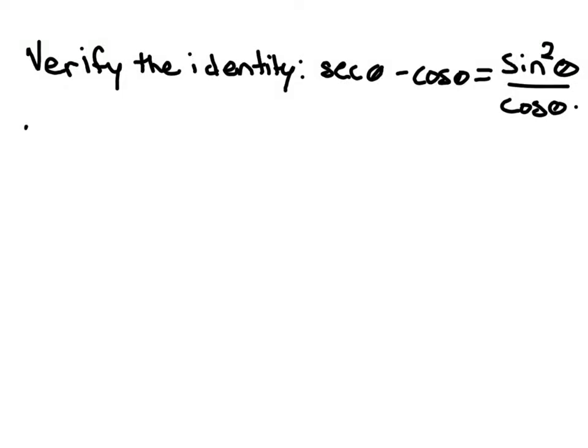In this example, you're asked to verify the identity secant theta minus cosine theta is equal to sine squared theta over cosine theta. One of the keys when you're verifying identities is to remember that the task here is to transform one side of the equation into the other side of the equation.